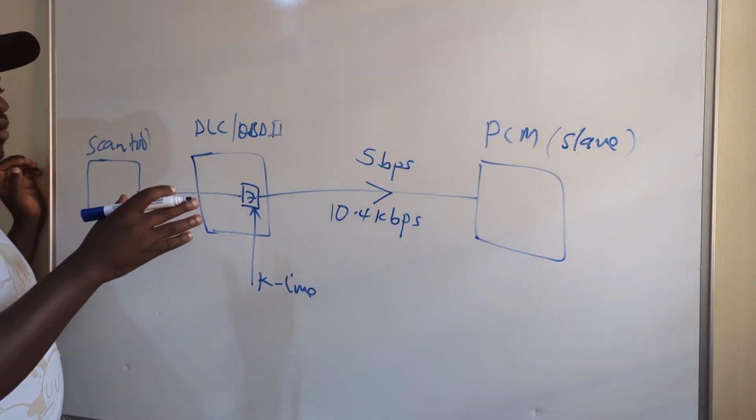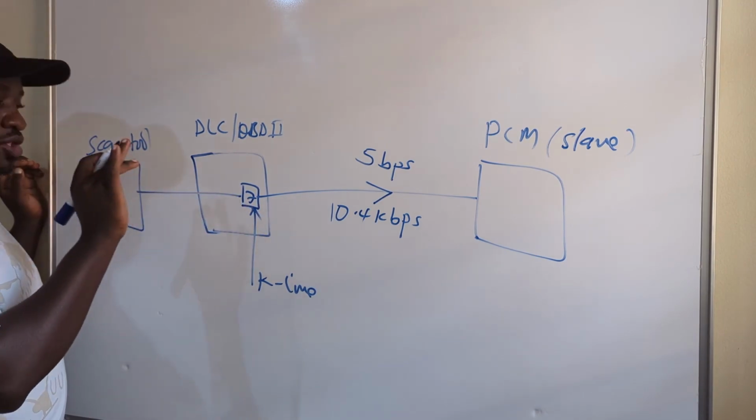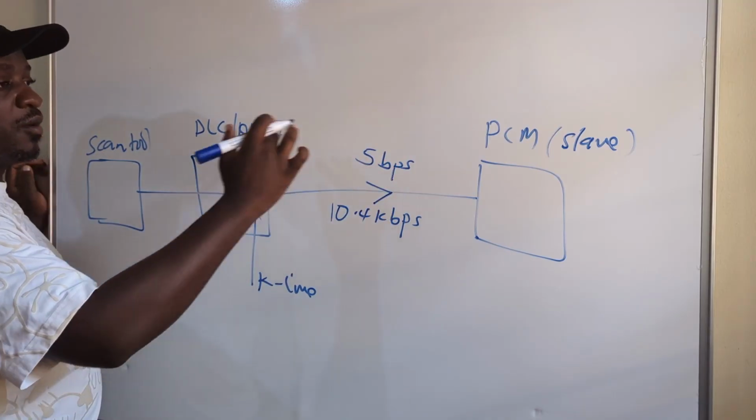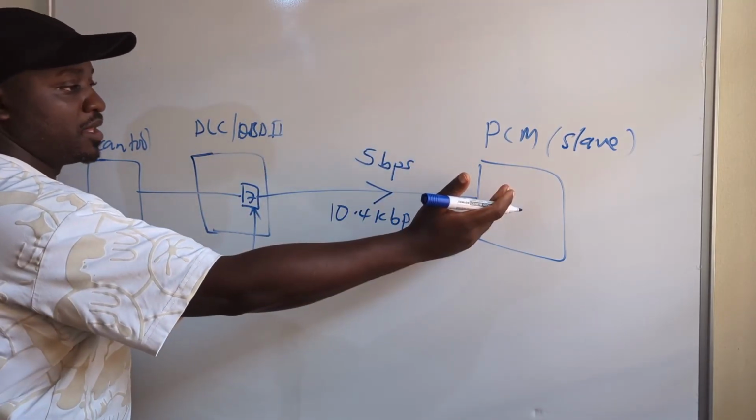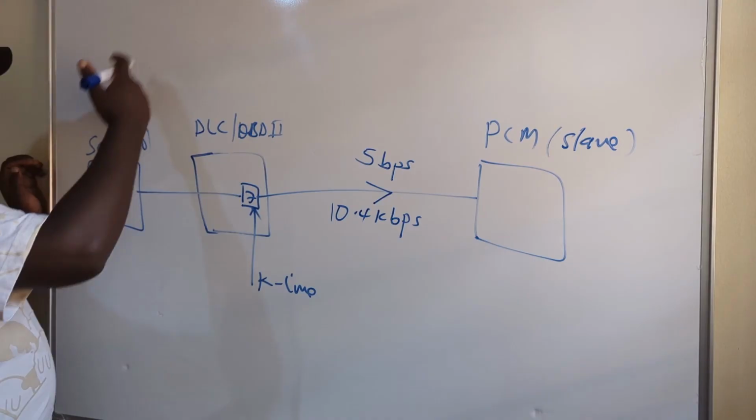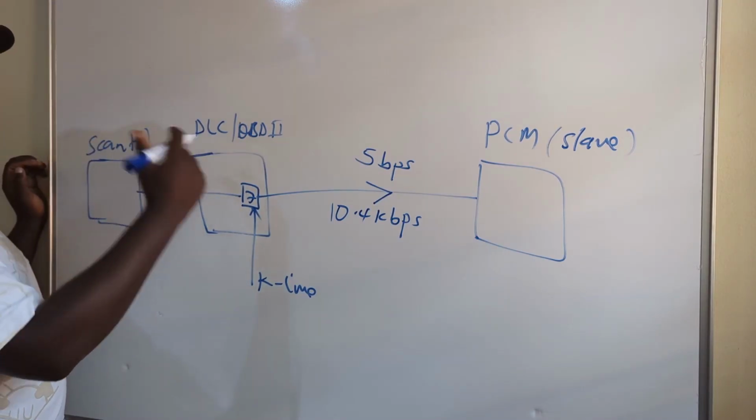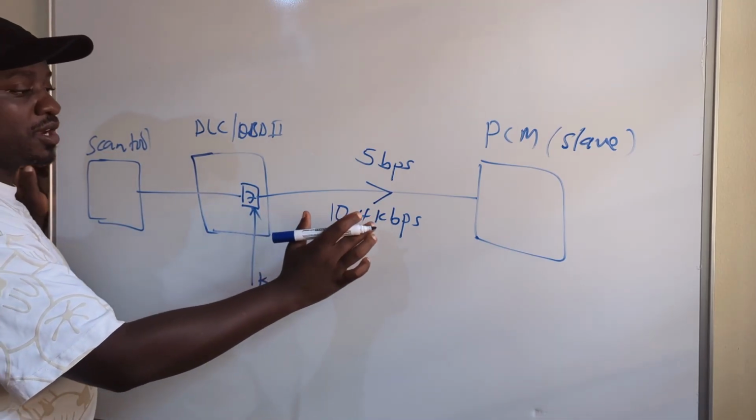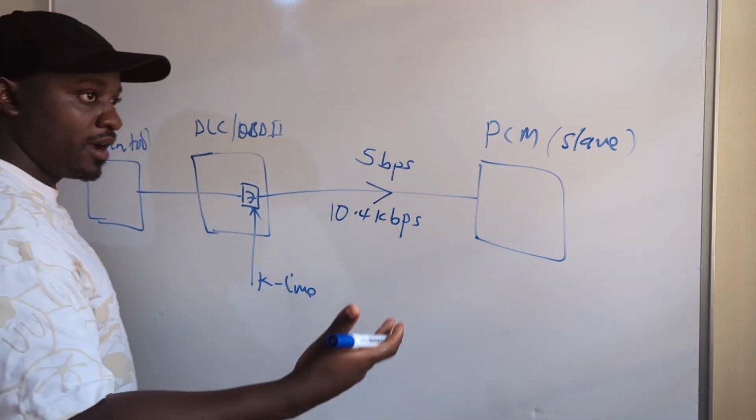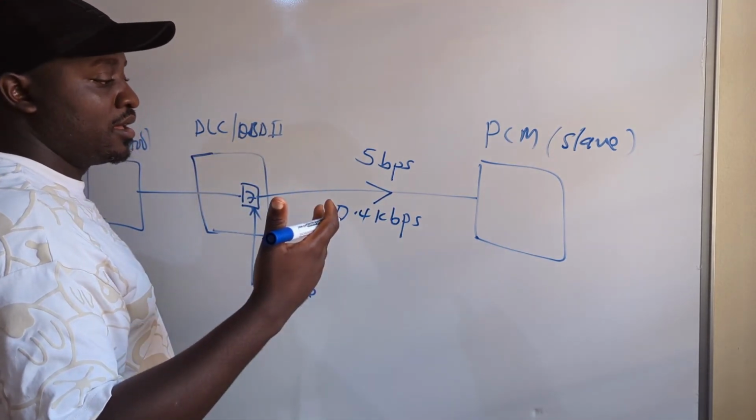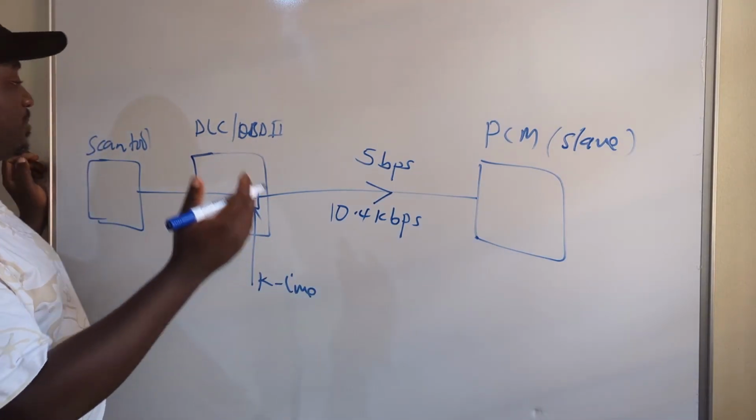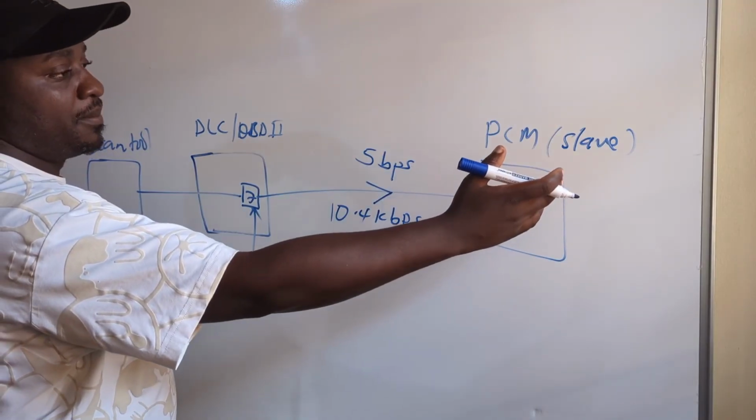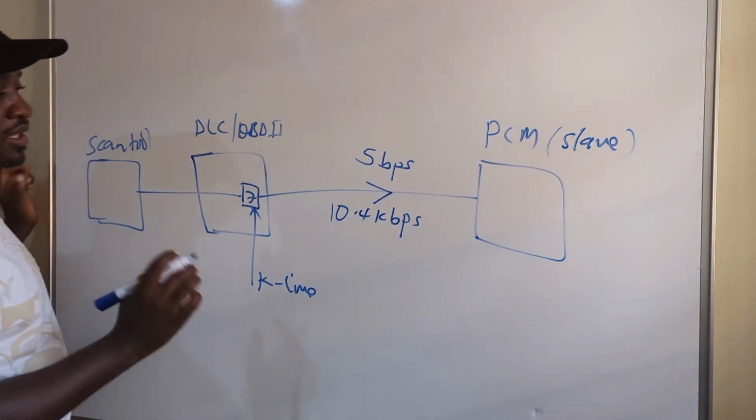So what does it take from here? The initialization code is sent at a lower speed, 5 bits per second. Once that has been received by the PCM, the scan tool will shift the speed to a higher speed of about 10.4 kilobits per second to prepare for data communication or data transfer between the scan tool itself and the PCM, which is acting as our slave.